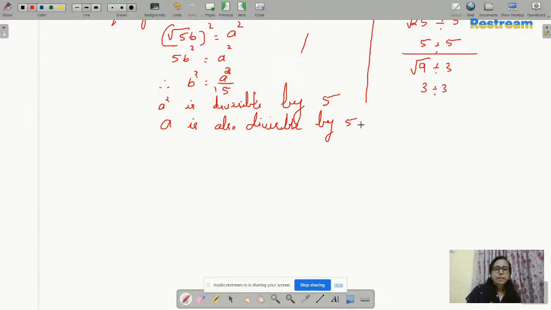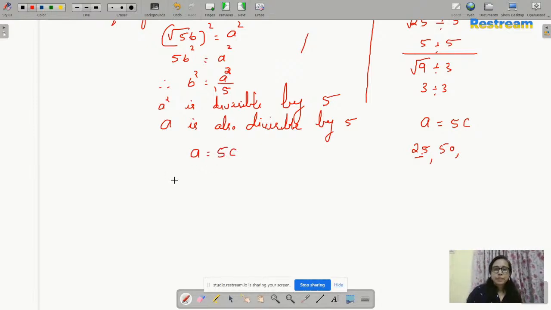So A is divisible by 5. If A is divisible by 5, A can be written as 5 into another number. What is the meaning of A is divisible by 5? Any number, it can be 25, children, it can be 50. Divisible by 5, a multiple of 5. 5 5s are 25, 5 10s are 50. Any number which is a multiple of 5. That is the meaning. A is divisible by 5 means you can write A as 5 into another number.